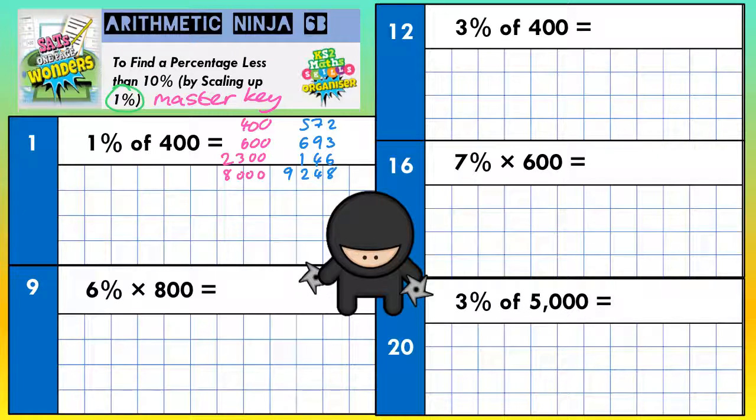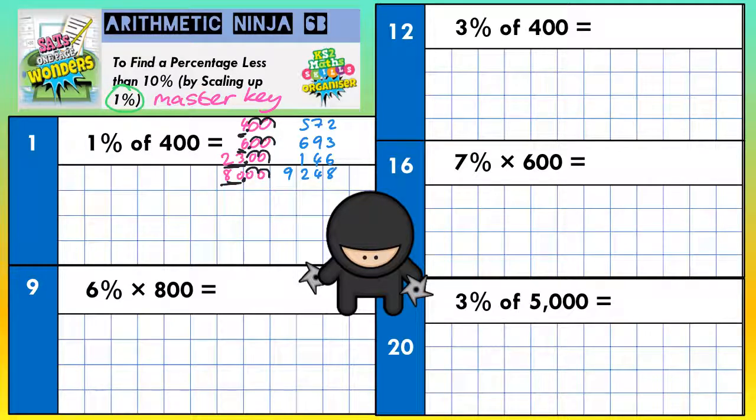If there are some zeros on the end, you've got to have at least 2 zeros for this to work. If there's 2 zeros on the end, you can just move the decimal point 2 places in, and that will find you 1%. So for example, 1% of 400, move the decimal point 2 places in, 1, 2, would be 4.00, or in other words, just 4. 1% of 600 would be 6. 1% of 2,300 is 23. For 8,000, 1, 2, it'd be 80.00 or just 80. So 1% of 8,000 is 80.